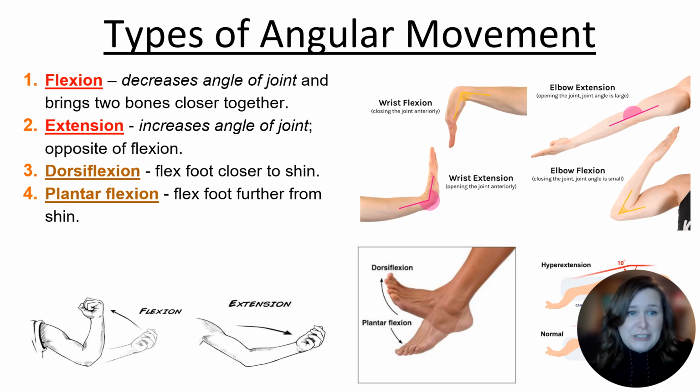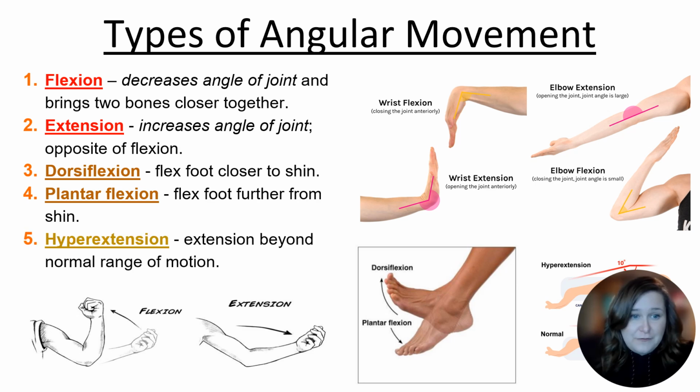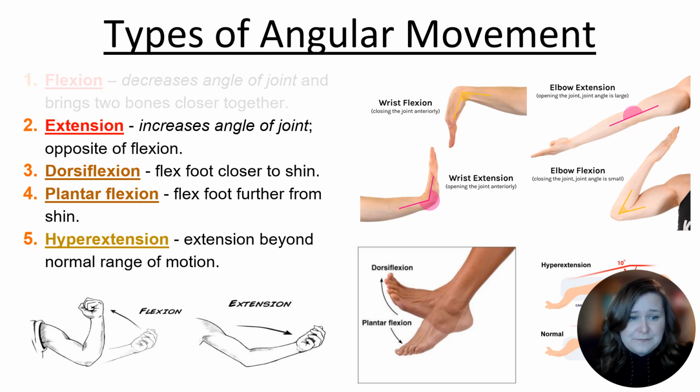So we have flexion, which is going to decrease the angle of the joint and bring the two bones closer together. We have extension, that's going to increase the angle of a joint, and it's going to be the opposite of flexion. Dorsiflexion is going to be when we flex the foot closer to the shin. Plantar flexion is going to be when we flex the foot further from the shin. And hyperextension is extension beyond the normal range of motion.